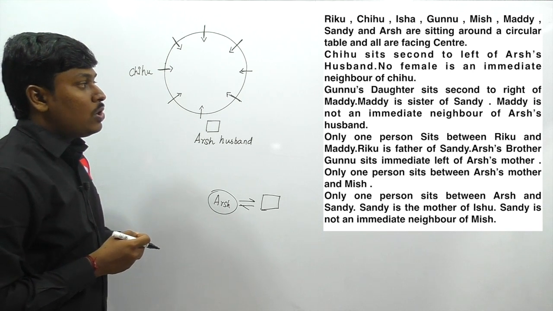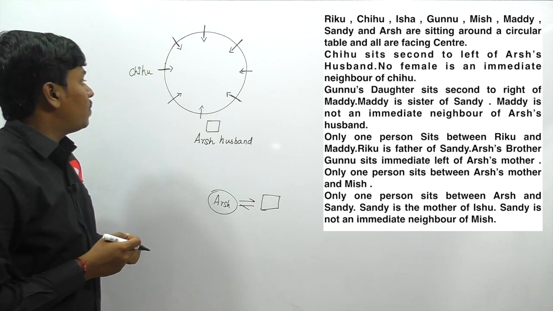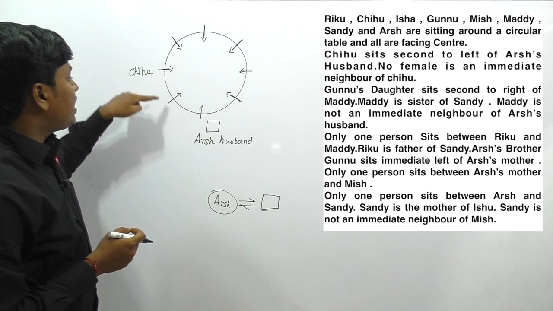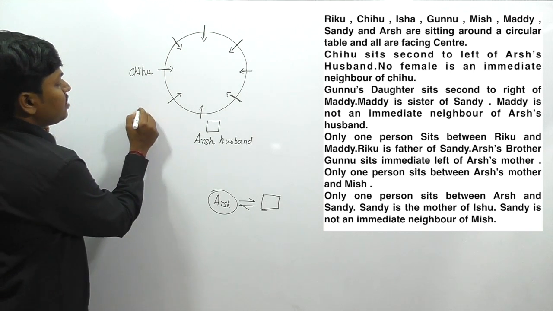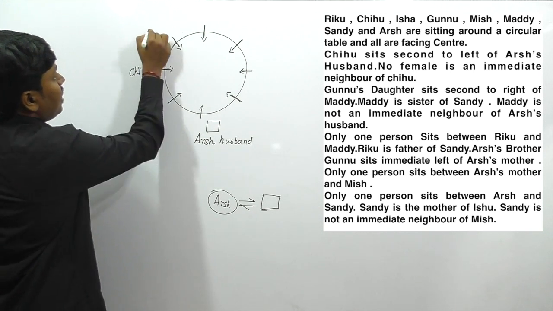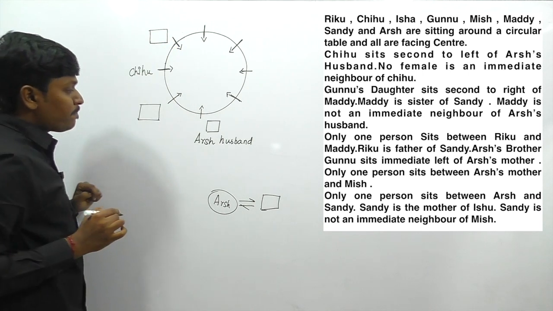Next point, friends, no female is an immediate neighbor of Chikku. So friends, no female is an immediate neighbor of Chikku. So definitely a male person should come, right? So here a male person and again here should be a male person, right?